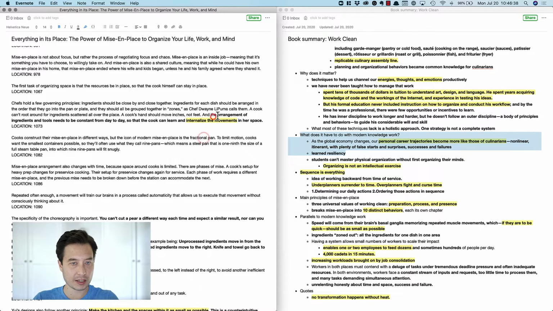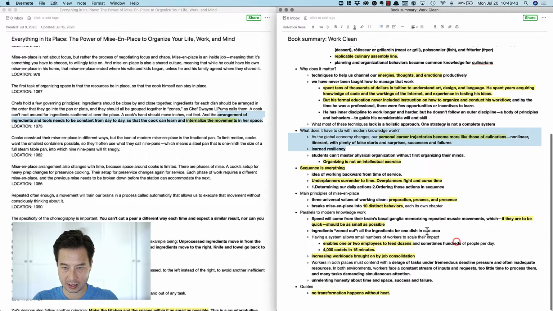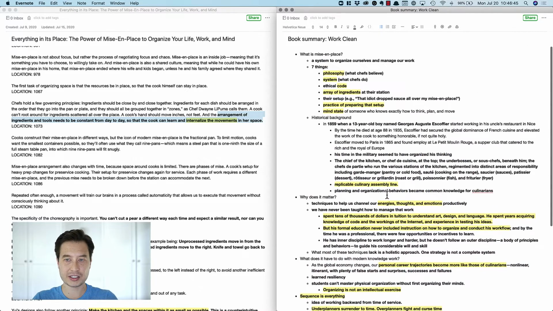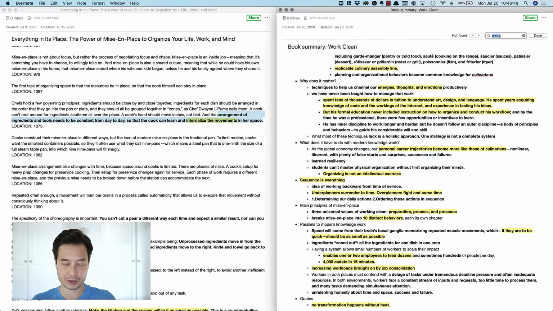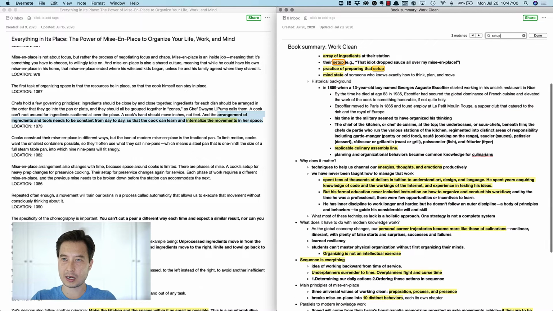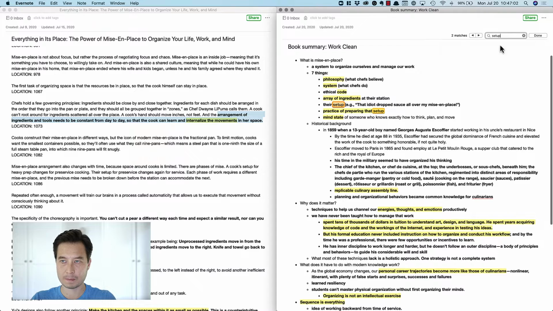So let's talk about arrangement. This outline is actually getting long enough that I can't tell where everything is. So I might do a little search by pressing Command F, which brings up this little search bar here. When I do the search, it's only within this note. Oh, okay. I guess the word arrangement doesn't appear. But how about setup? Okay, there's a couple instances.